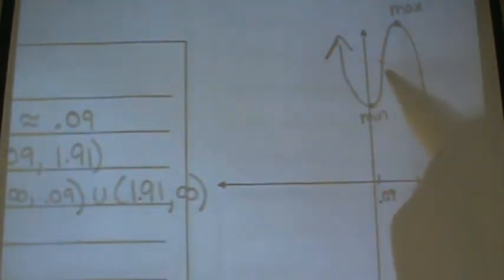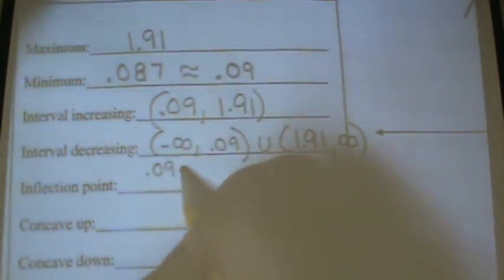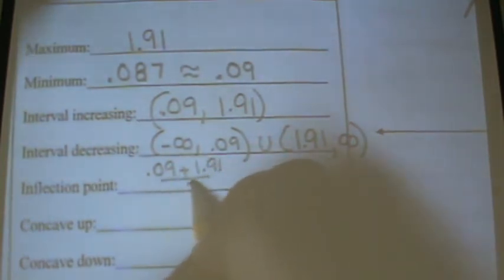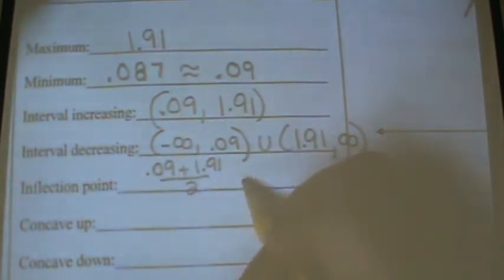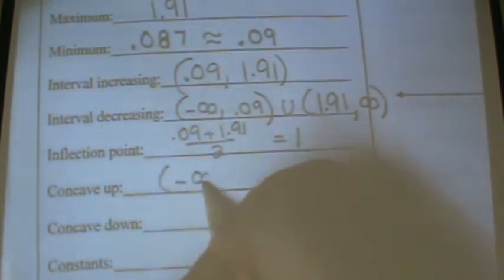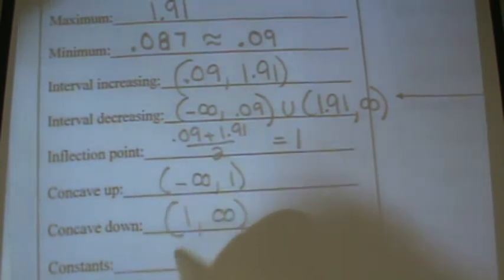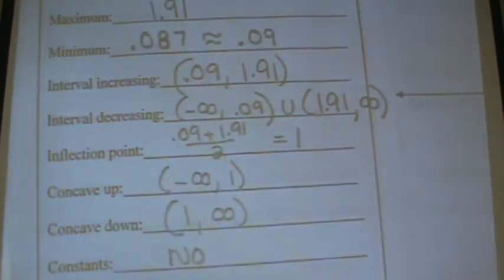Now, how do you find the inflection point? It's the halfway number between here. So halfway between 0.09 and 1.91, if you took these two numbers, added them together and divided by 2, what do you get? You should get 1. So the number 1 is your inflection point. So this is concave up from negative infinity to 1, and it's concave down from 1 to positive infinity. And there are no constants.